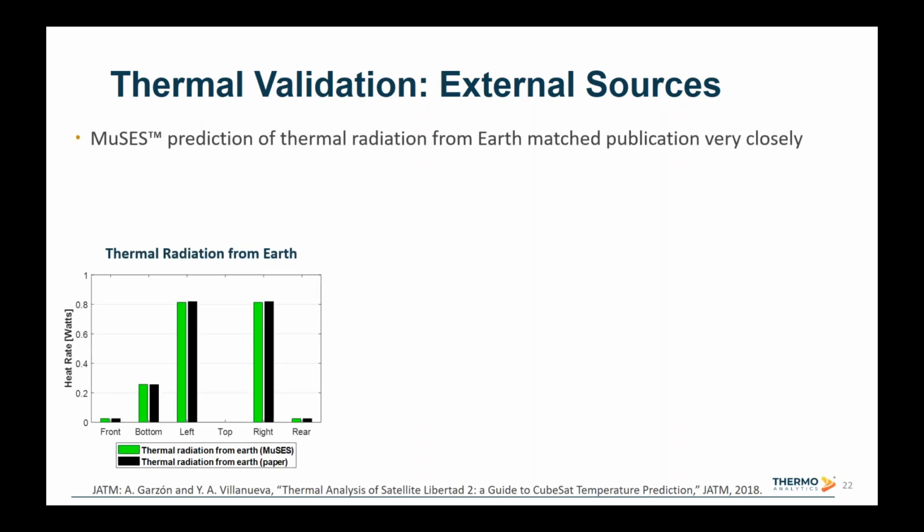First we take a look at the thermal radiation exchange that's coming from the Earth. In these graphs, the black lines or bars correspond to the published paper that we were comparing ourselves against, and the green is the MuSES prediction. We can see that the thermal radiation that's coming from the Earth and is being absorbed by the satellite matches the publication really well on all 6 faces of the cube.